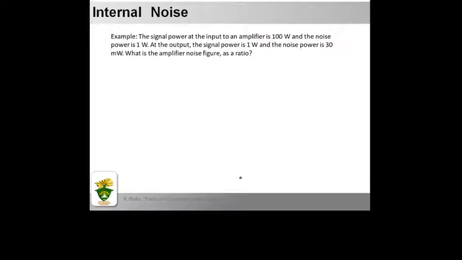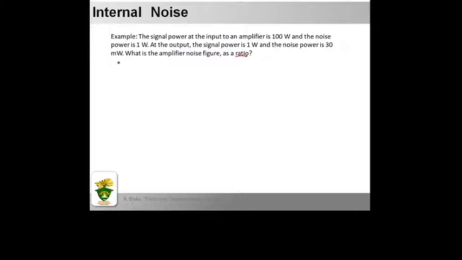Now, let us solve some example. The signal power at the input to an amplifier is 100 watts and the noise power is 1 watt. At the output, the signal power is 1 watt and the noise power is 30 milliwatts. What is the amplifier noise figure as a ratio? As a ratio, not in dB.